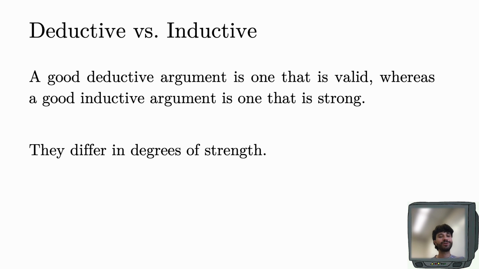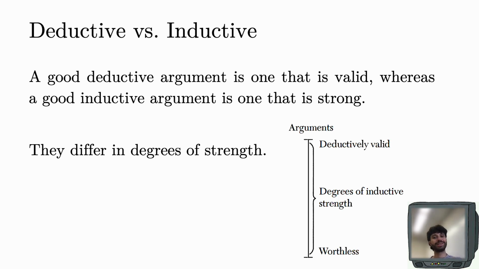And so they differ in degrees of strength, right? Because the deductively valid argument is kind of the strongest kind of argument you can have. The conclusion is guaranteed from the true premises. Whereas an inductive argument might be more or less strong, right?